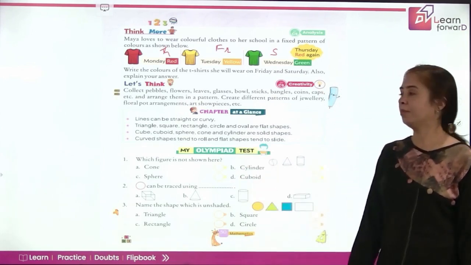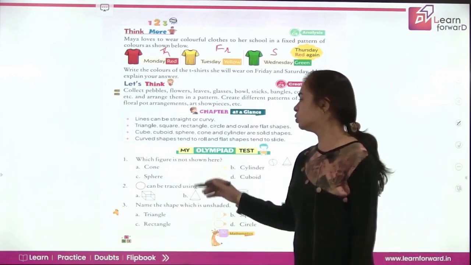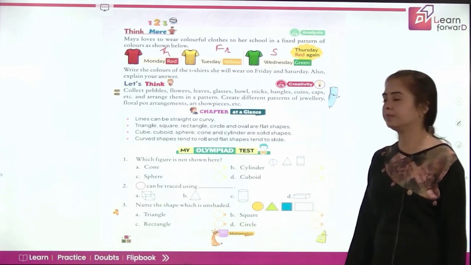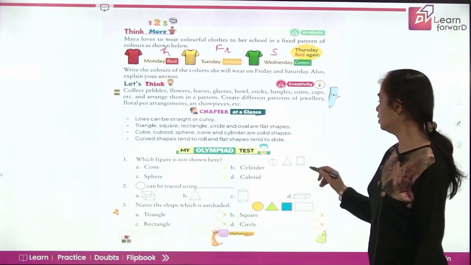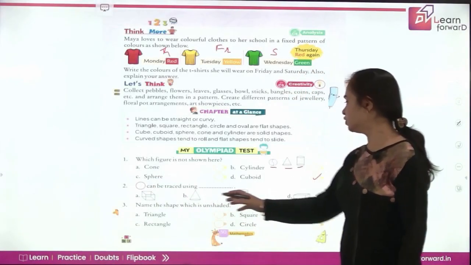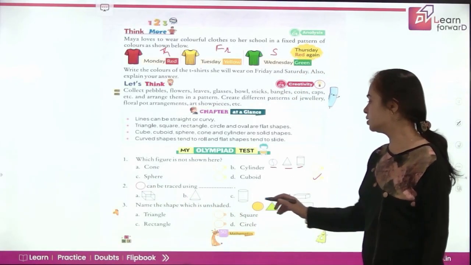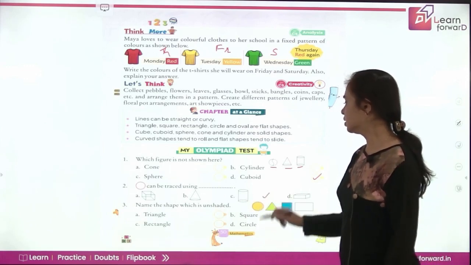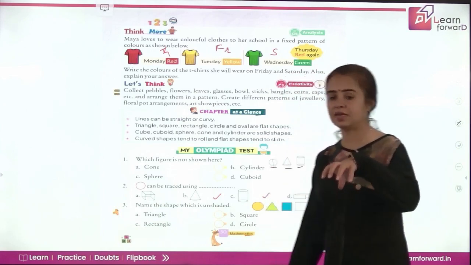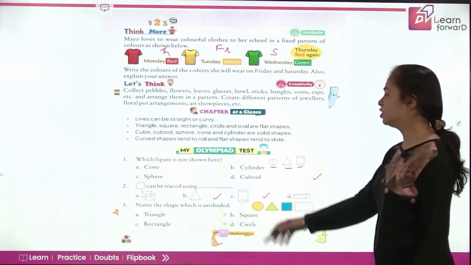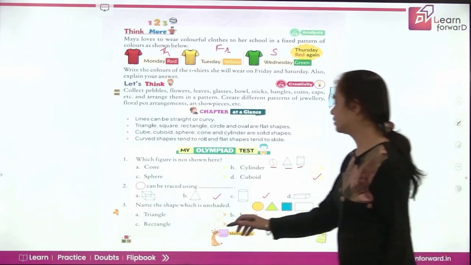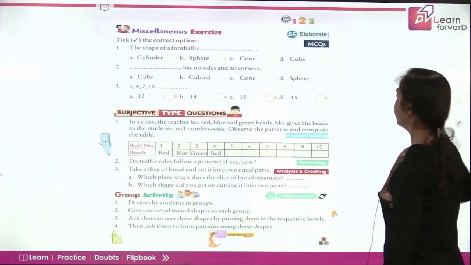Now, my Olympiad test here, which figure is not shown here? A cone, a sphere, a cylinder or a cuboid? This is a cuboid, is not shown. The next question is, this circle can be traced using which of these shapes? You can trace it using a cylinder. You can also trace it using a cone by putting its base like this. Now name the shape which is unshaded. So which shape is not shaded here? It is a rectangle. Correct. So you all are getting Olympiad champions.